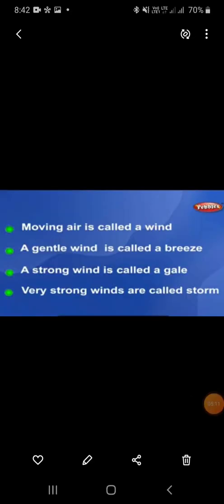moving air is called a wind. A gentle wind is called a breeze. A strong wind is called a gale. And very, very strong winds are called storms. If they occur along with thunder and lightning, they are called thunderstorms.